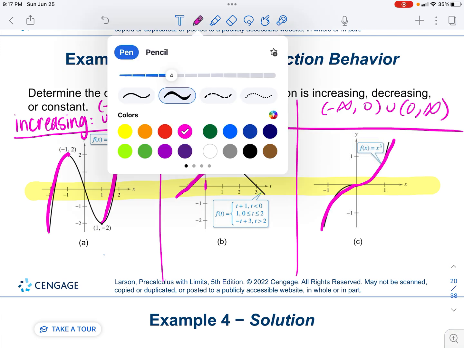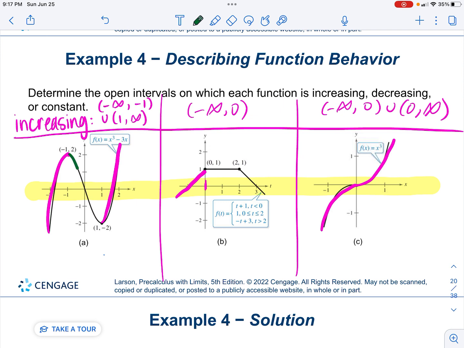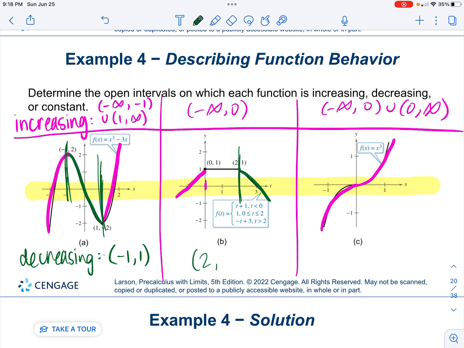As I look for decreasing, I have 1 here in the middle that's going down, decreasing. I have 1 here, decreasing, and none there. So decreasing, I would say negative 1 to 1 here. That's my decreasing zone. Here I would say 2 to infinity, and here none.